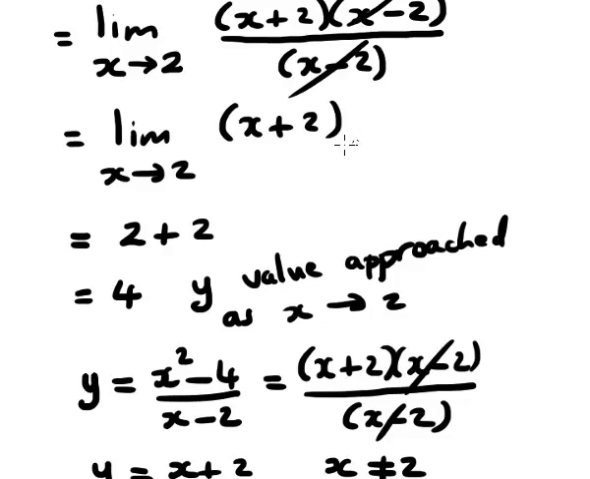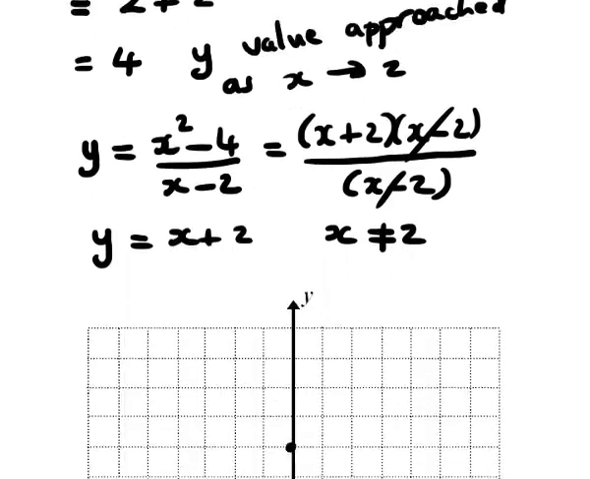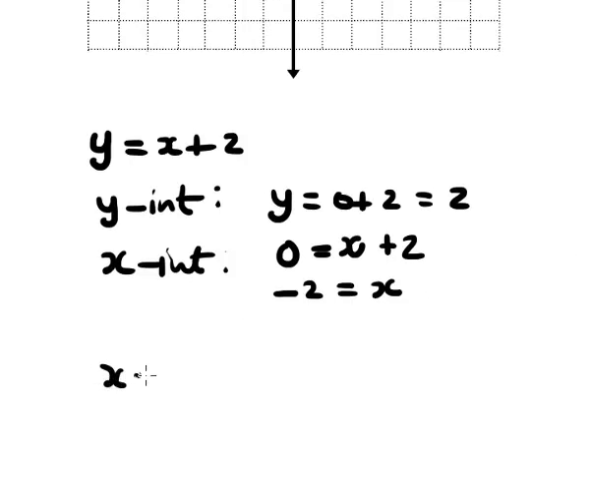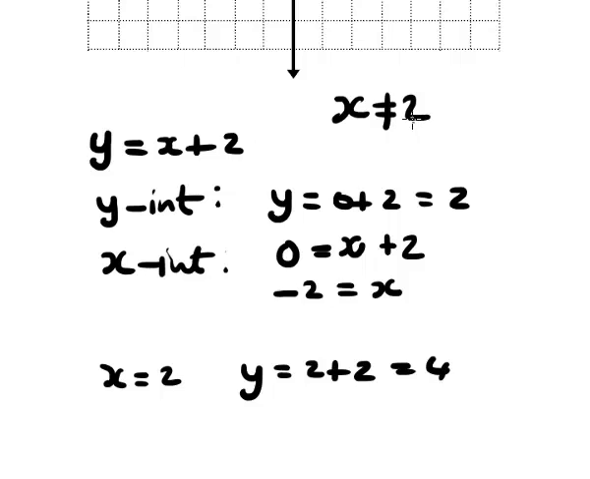Well, if you think about it, if x is equal to 2, alright, let's have a look here. If x is equal to 2, your y would have been 2 plus 2. It would have been 4. But remember, in the original, x is not allowed to be equal to 2. So what does this mean?